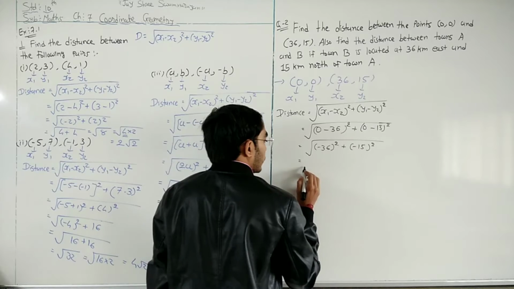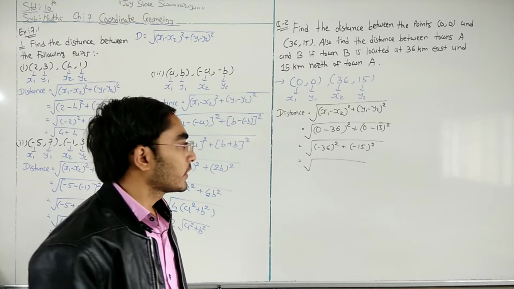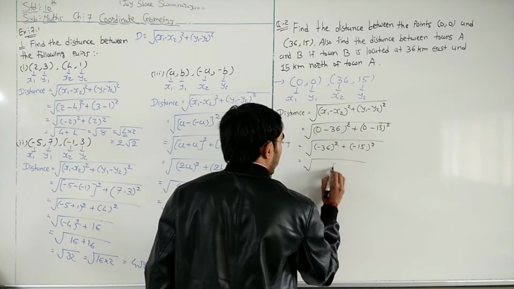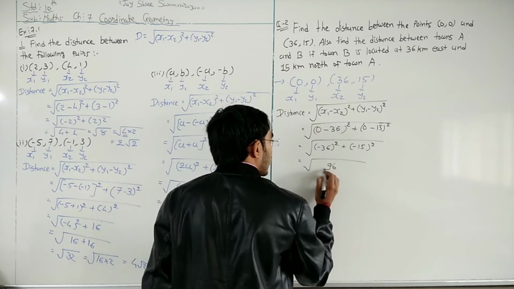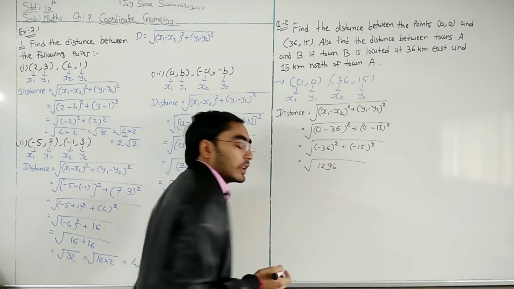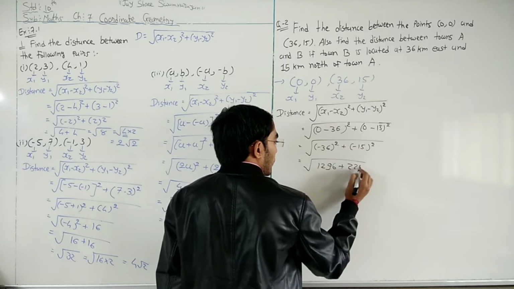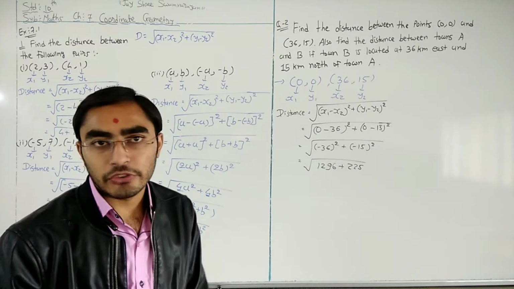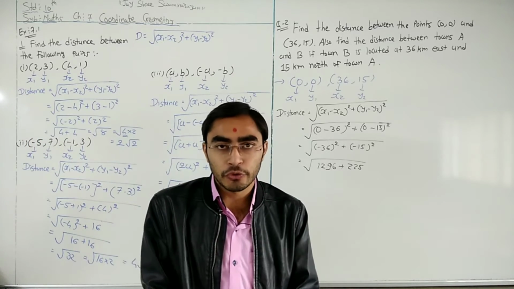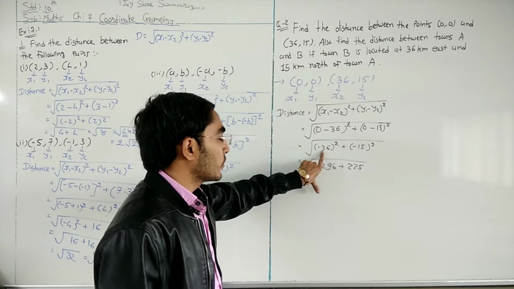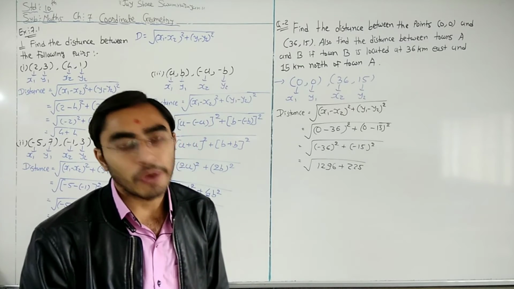Okay, now 36 all square. So what is the square of 36? 6 6s are 36, remainder 3, 6 3s are 18 plus 3 is 21, again 3 square 9 plus 2 is 11, so 1296. Plus 15 square is 225. Negative becomes positive because square is there, right? And second thing, distance cannot be negative, it is always positive. So minus 36 square is 1296 plus minus 15 square, 225.